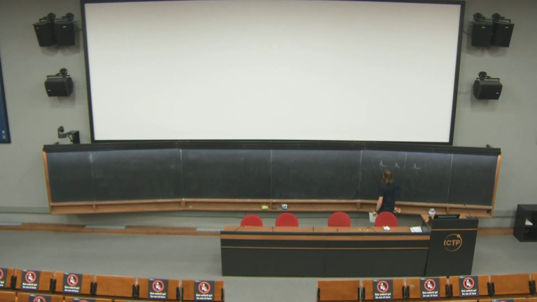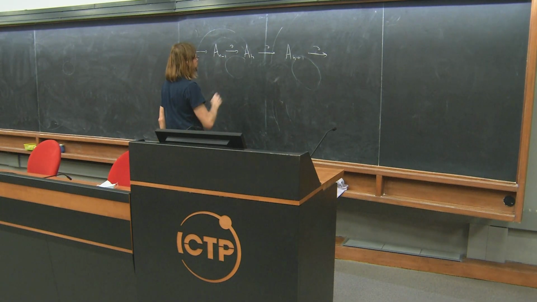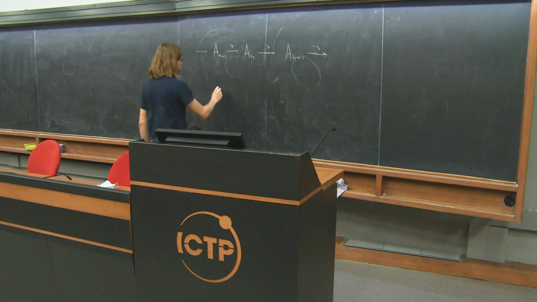So the rows of the diagram were some abstract chain complexes. So it's a sequence of abelian groups and maps between them, so that the composition of any two maps is trivial.